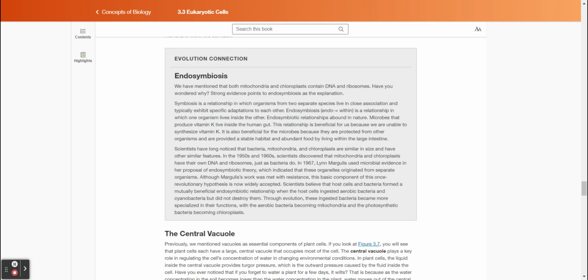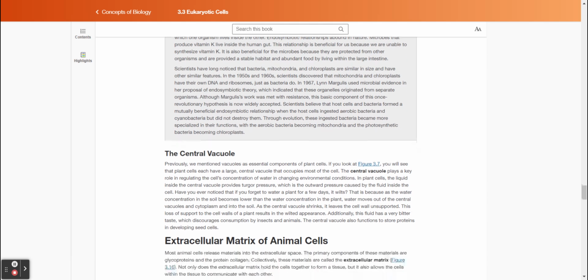widely accepted. Scientists believe that host cells and bacteria formed a mutually beneficial endosymbiotic relationship when the host cells ingested aerobic bacteria and cyanobacteria but did not destroy them. Through evolution, these ingested bacteria became more specialized in their functions, with the aerobic bacteria becoming mitochondria and the photosynthetic bacteria becoming chloroplasts.